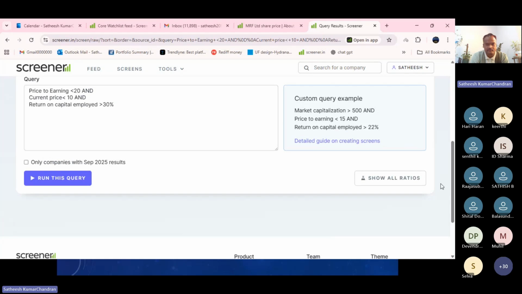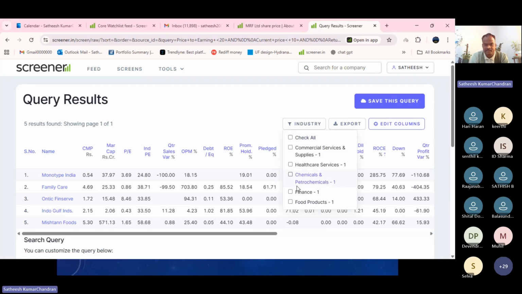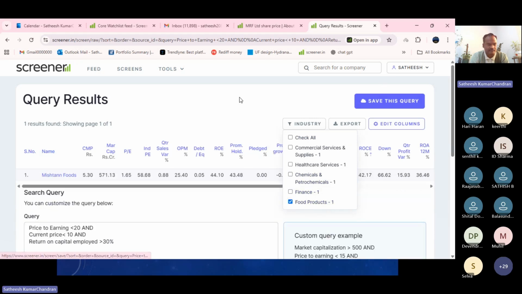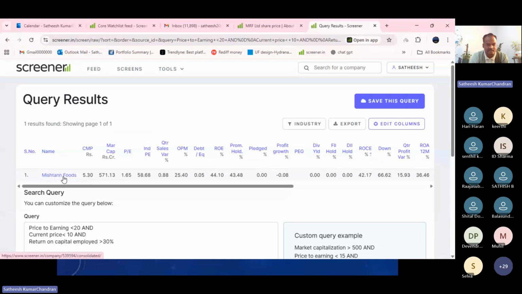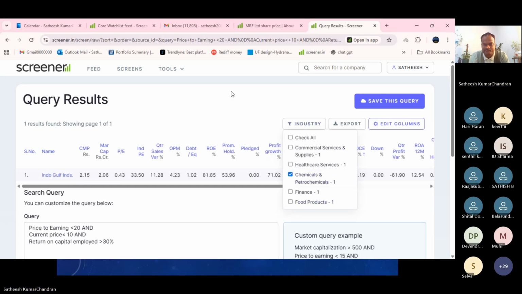For example, we can run this query, we have run it, and we can edit columns. Industry also we can edit. For example, we need only food and products. Like that only Mr. Food is there. But this is not a good stock. We have to find which one is scam, which one is not scam. So we can select industries like, for example, chemicals and petrochemicals.